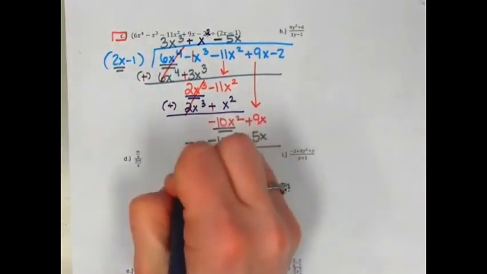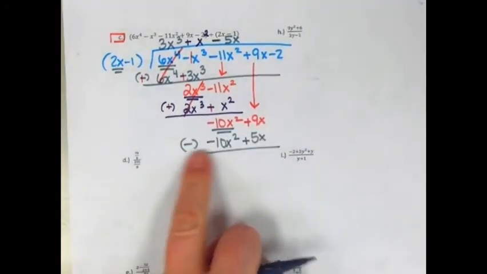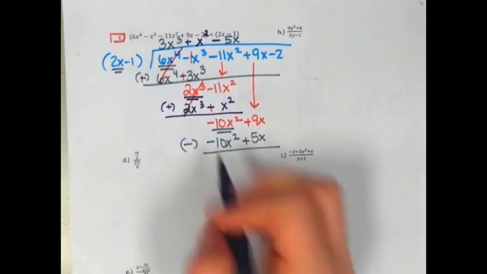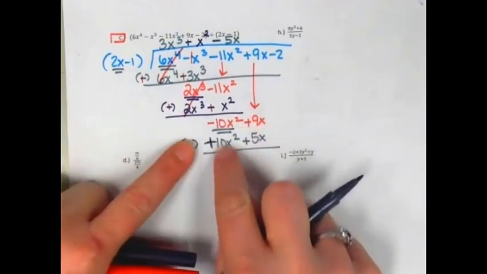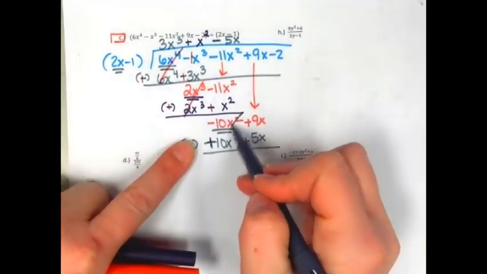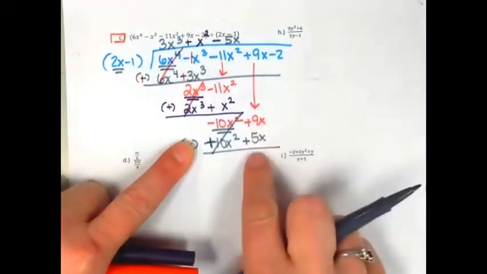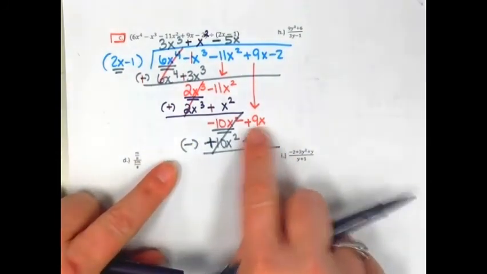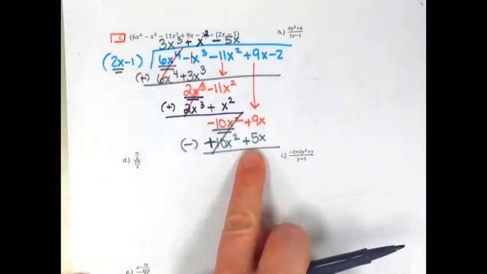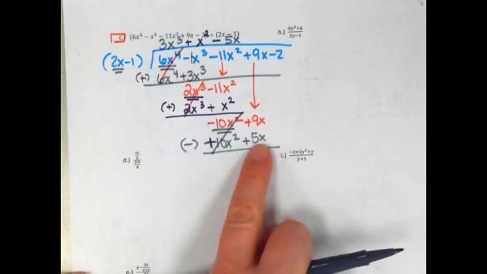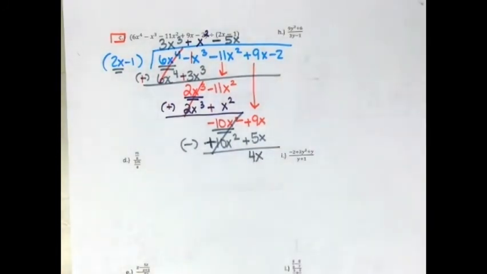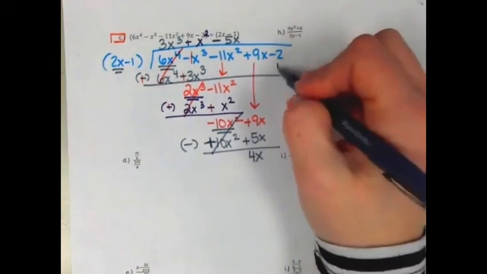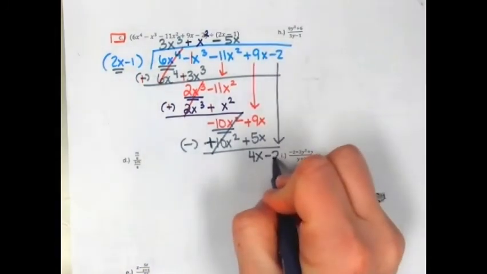And now we subtract. For the first one, a negative and a negative make a positive, right? So what is negative 10x plus 10x? 0, right? But now we still have to subtract the second one. So what's 9x minus a positive 5x? What's 9x minus 5x? 4x. Is everyone okay with that? Okay. And then we bring down the minus 2.